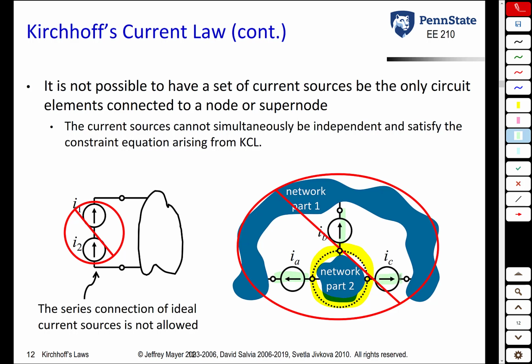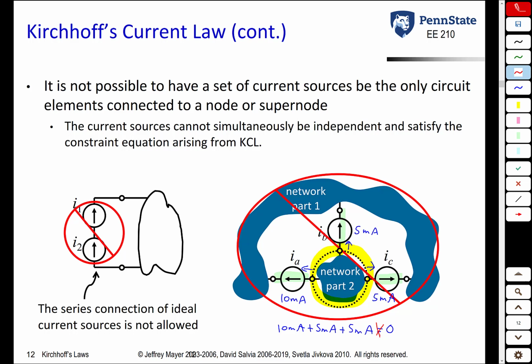This is not allowed. The reason being, suppose IA is 10 milliamps, suppose IB is 5 milliamps, suppose IC is, let's make it another 5 milliamps. From KCL, we know that this current plus this current plus this current would have to be 0, so we get 10 plus 5 plus 5 is equal to 0, which is obviously not true. So you get a violation of Kirchhoff's current law.